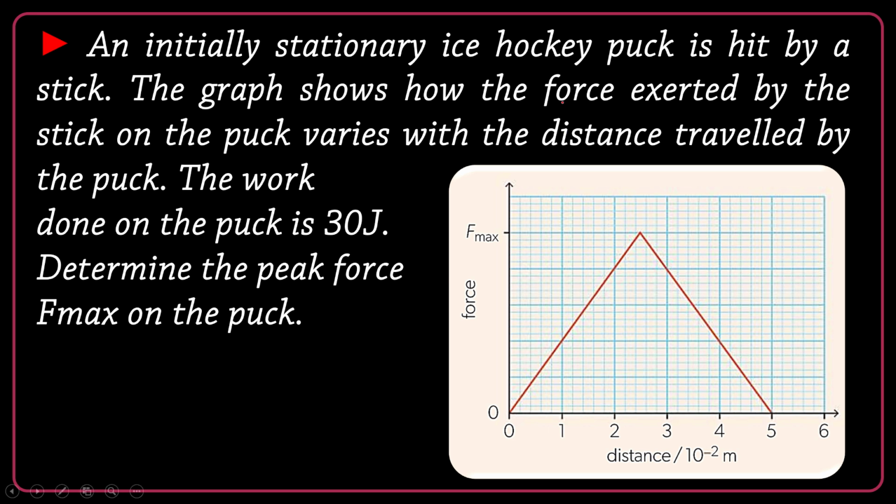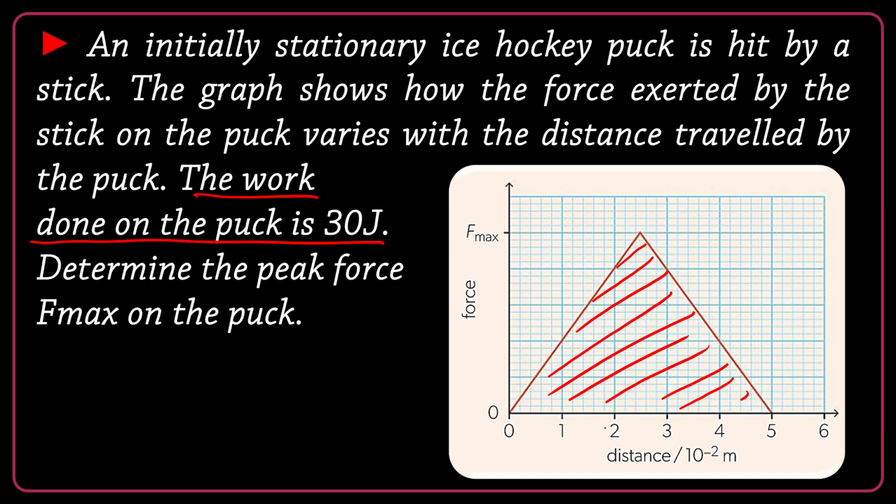An initially stationary ice hockey puck is hit by a stick. The graph shows how the force exerted by the stick on the puck varies with the distance traveled by the puck. You see the force has a very complicated behavior. It rises to a maximum, then drops to zero. Determine the peak force F max on the puck. The work done is given to be 30 joules. The work done means the area under the graph, so I know the area under the graph. Here, the area is 30 joules.